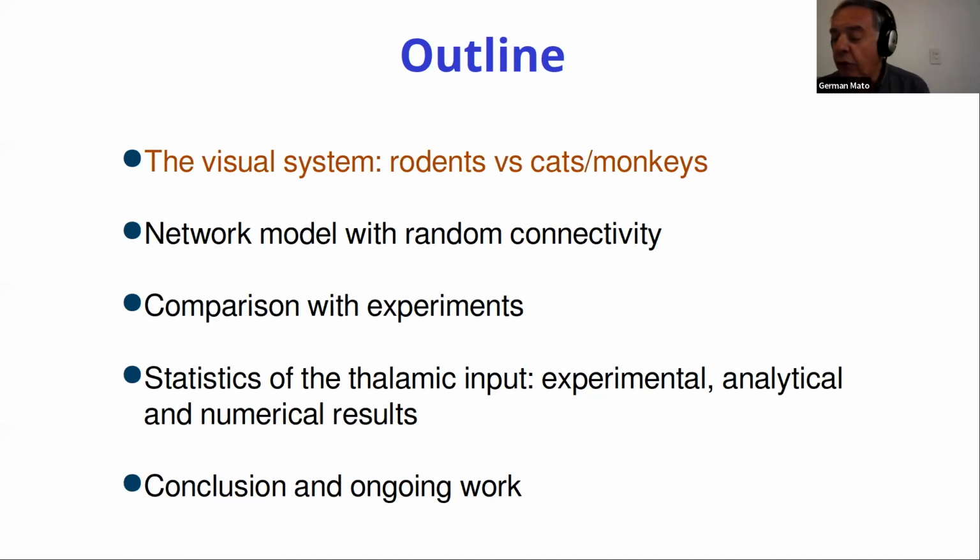The outline of the talk is the following. First, I will give a brief introduction to the visual system, comparing differences between rodents and higher mammals, such as cats or monkeys. Then I will introduce the network model based on the hypothesis of random connectivity and compare its results with experiments. This is the part that is already published. Later, I will talk about work in progress, about the statistics of the thalamic input, also comparing with experimental results. Finally, I will summarize with the conclusions and ongoing work.